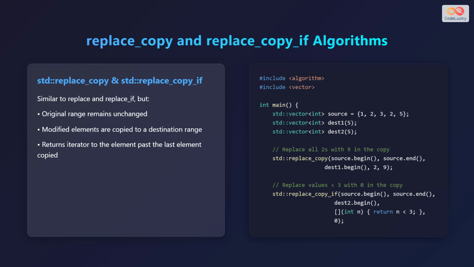The replace_copy_if algorithm takes 5 arguments: the beginning iterator of the source vector, the end iterator of the source vector, the beginning iterator of the destination2 vector, a lambda function that checks if a number is less than 3, and the new value, which is 0. Finally, the program returns 0, indicating successful execution.